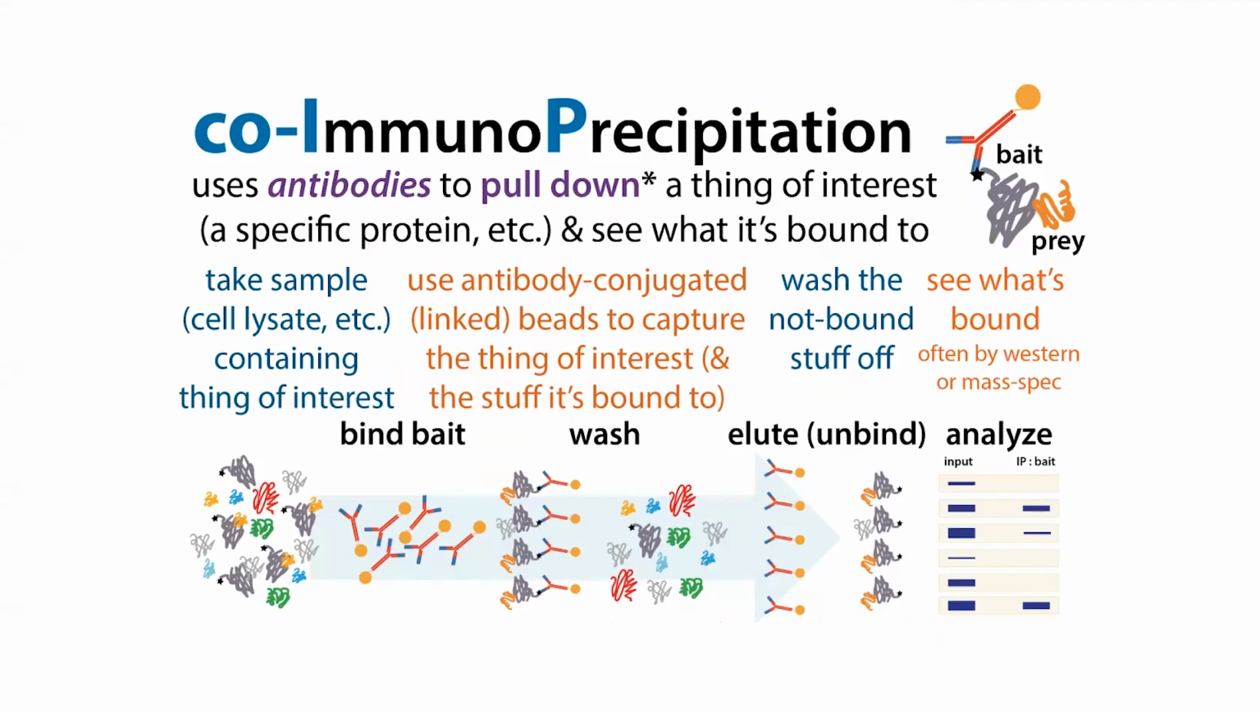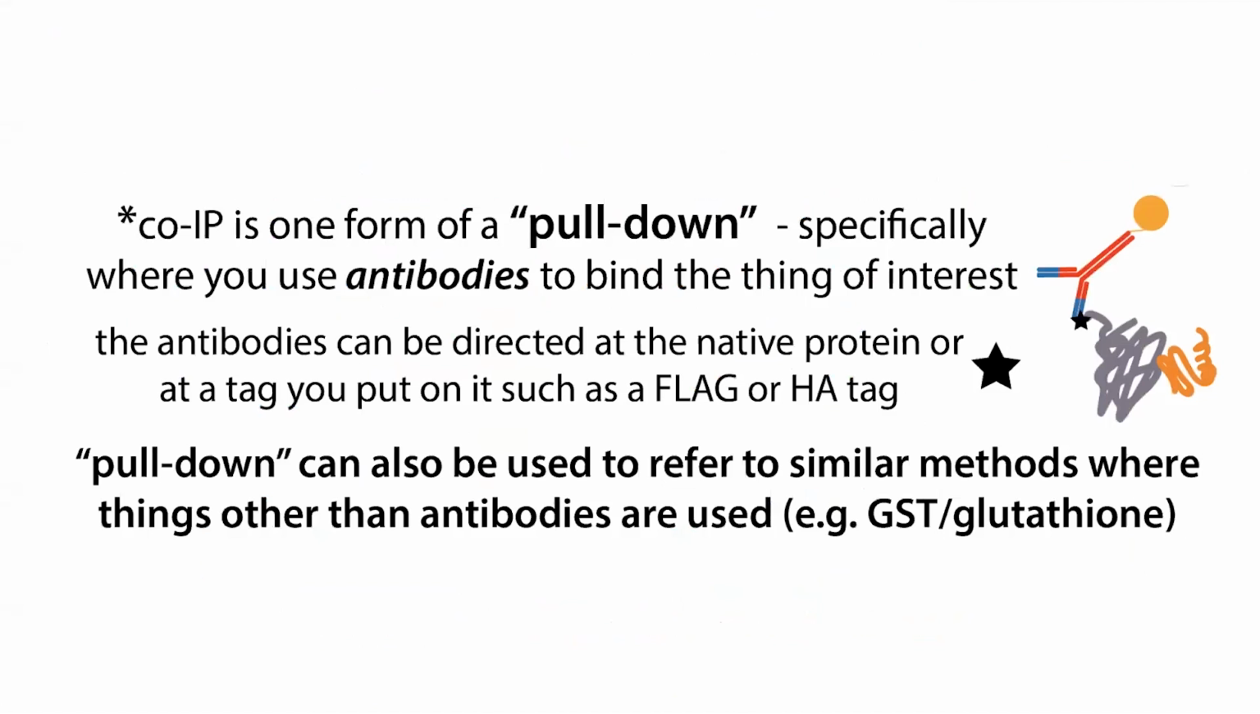This is just a form of a pull down where you're using antibodies in order to do that capture step. With any sort of pull down, the basic idea is that you're pulling down a protein of interest, or it doesn't have to be a protein. It can be an RNA, it can be a DNA. It just has to be something that you can selectively capture or bind to little beads. And then you're going to pull it down along with whatever it's attached to.